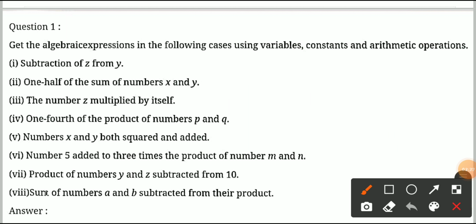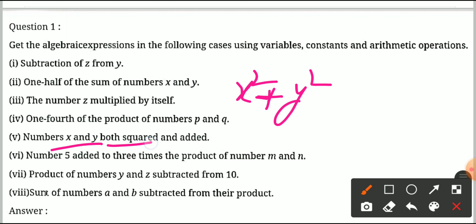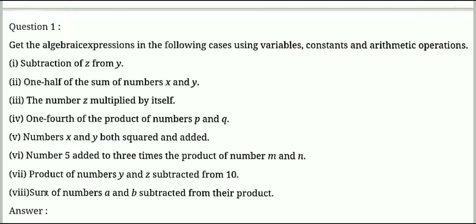Next, number x and y both squared and added. Number x and y both squared. First we are doing the square of this number, x square and y square. Then we will add this. So the answer becomes x square plus y square. Square means power of 2. It means the power of 2.